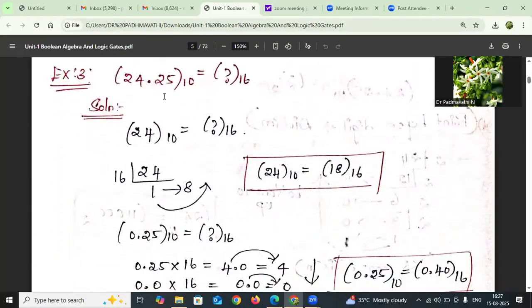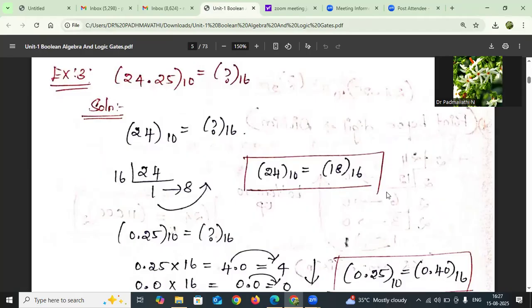See that, that is one more example. So 24.25, same decimal number, how it will be represented in terms of hexadecimal. It's very simple. First we can divide this 24 by 16, then the remainder will be 8. Again that 8 cannot be divisible by 16, so we can stop here itself.